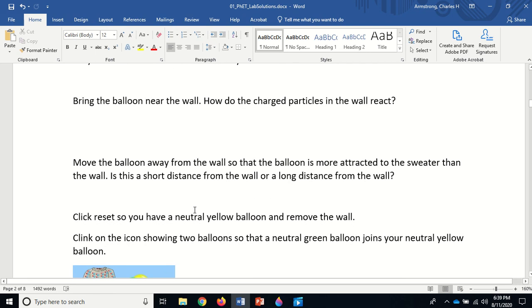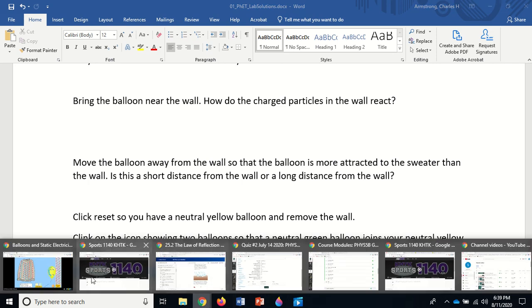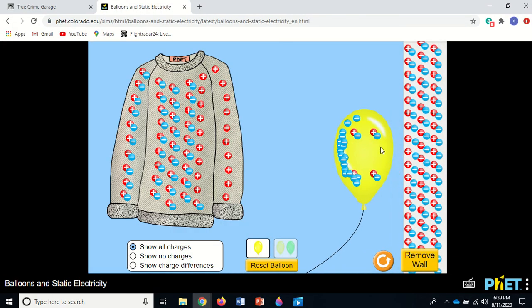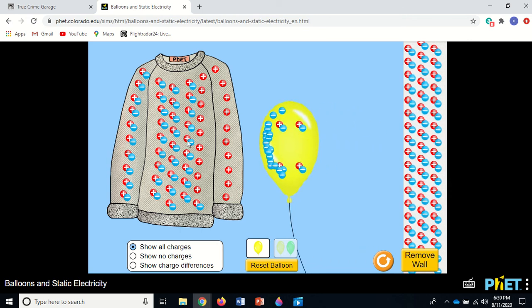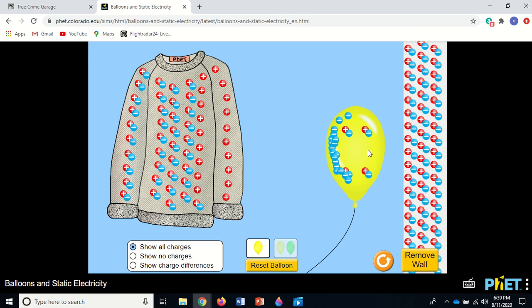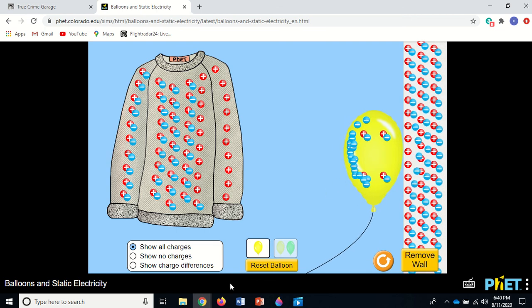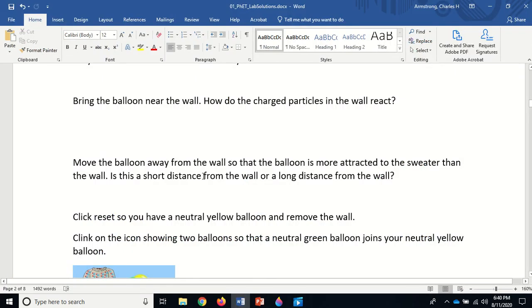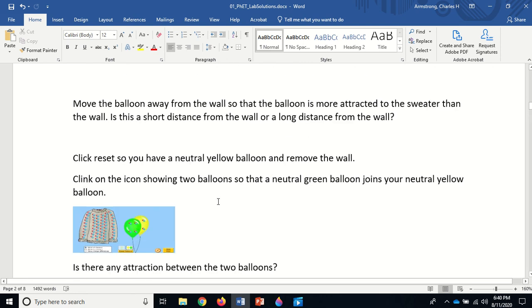Move the balloon away from the wall so that the balloon is more attracted to the sweater than the wall. Is this a short distance from the wall or a long distance from the wall? All right, so we come up over here and we move the balloon, say, to there. Boom, goes towards the wall, to there. Boom, now it drifted over towards the sweater. So the further you move it away, the electrons aren't as far away. So right about here someplace, it moves towards the sweater, then it moves to the wall. So it's right in there, so it's a very short distance. Okay, so it's a short distance for this one.